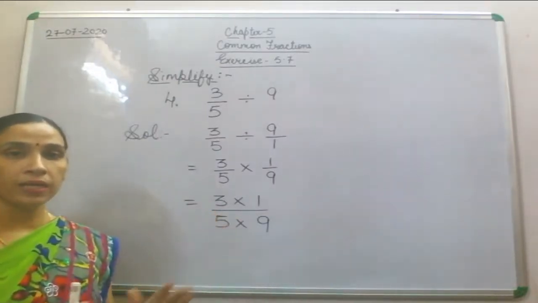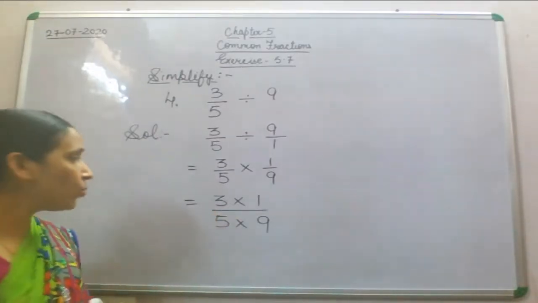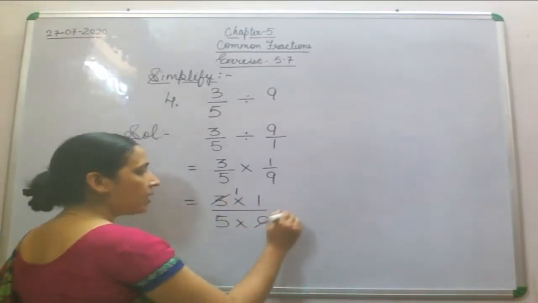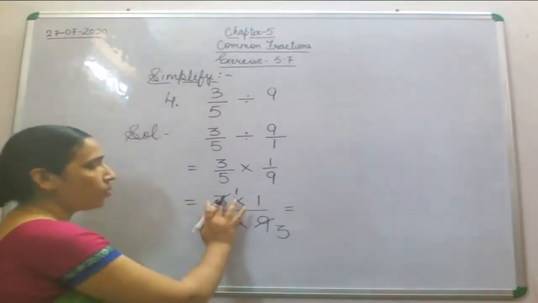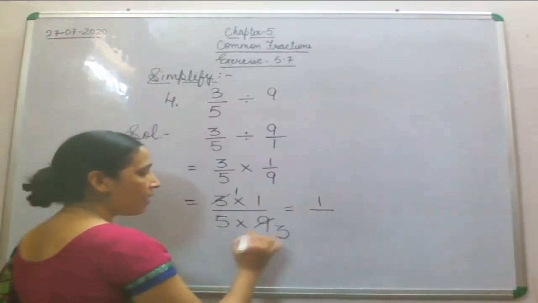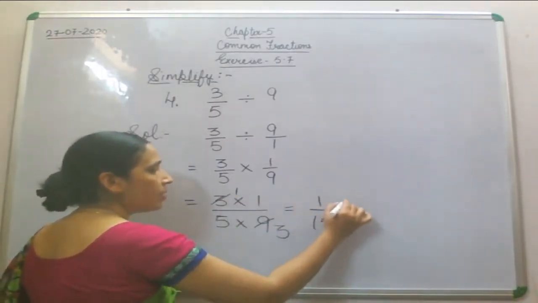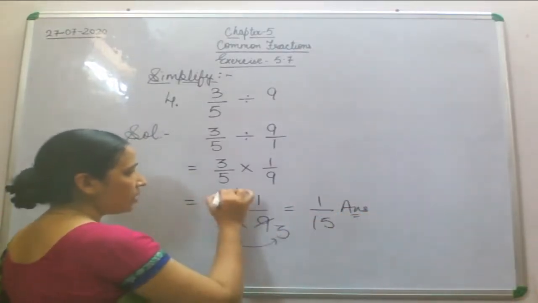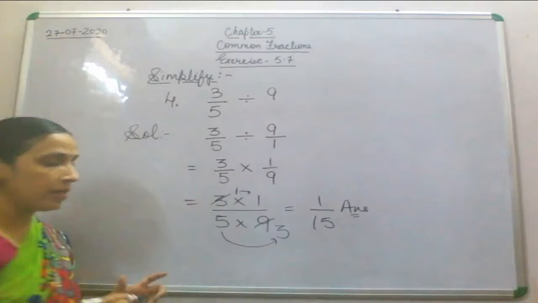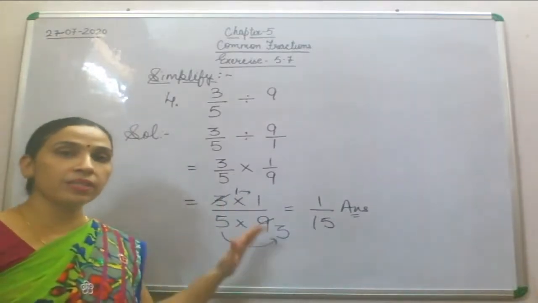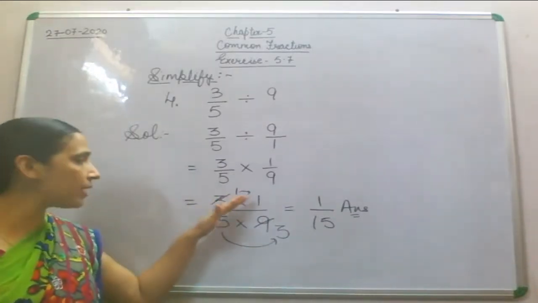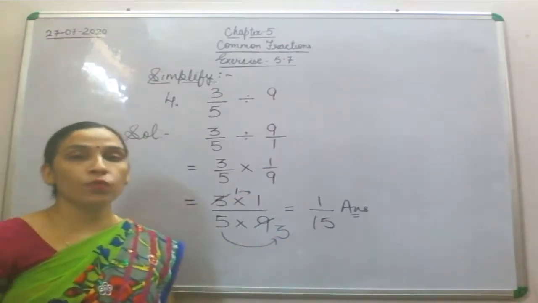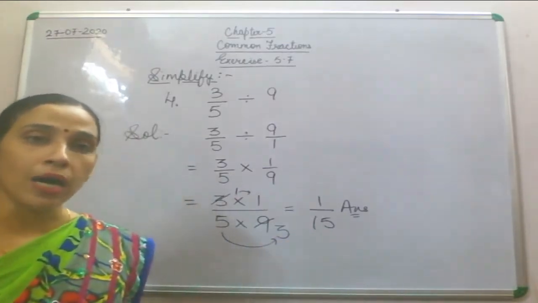Can you find it? Yes. So we have a common factor. 3 ones are 3 and 3 threes are 9. So now 1 ones are 1 and 5 threes are 15. So 1 by 15 will be your answer. Now these two numbers will be multiplied. Whatever will be left in the numerator will be multiplied by the numerator, and denominator 5 threes are 15. So 1 by 15 will be your answer.